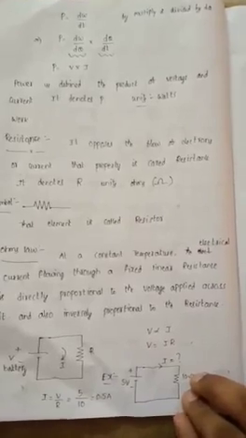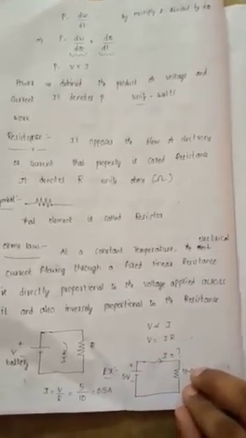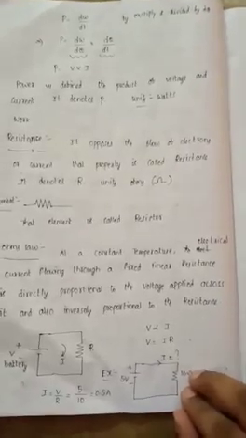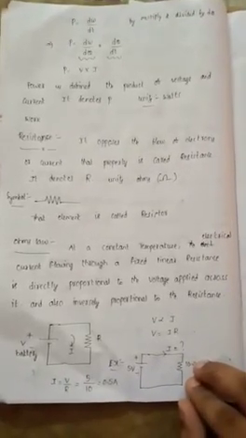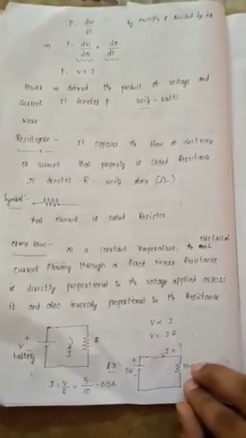It opposes the flow of electrons or current. That property is called resistance. That element is called a resistor. The symbol of a resistor is shown in the figure.